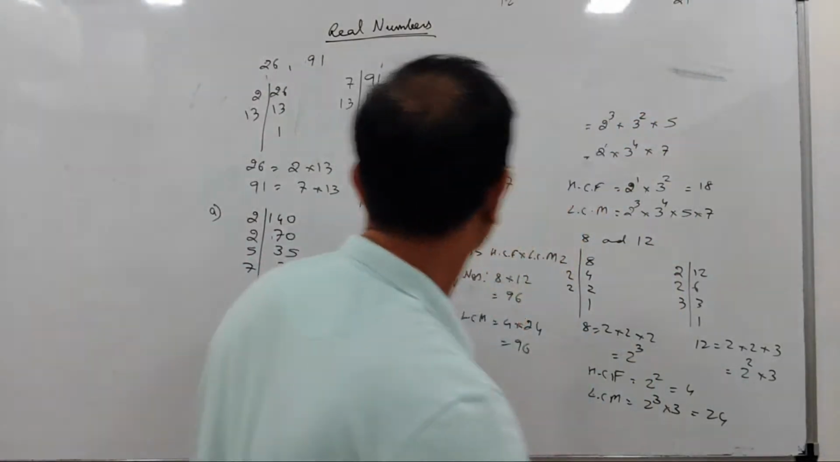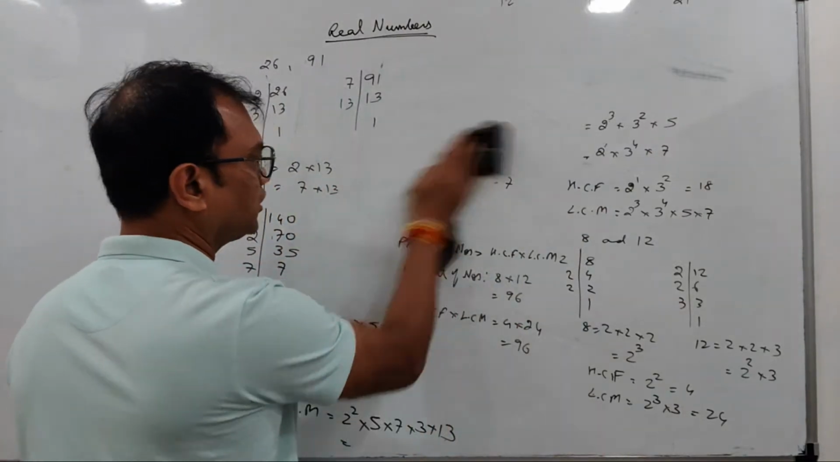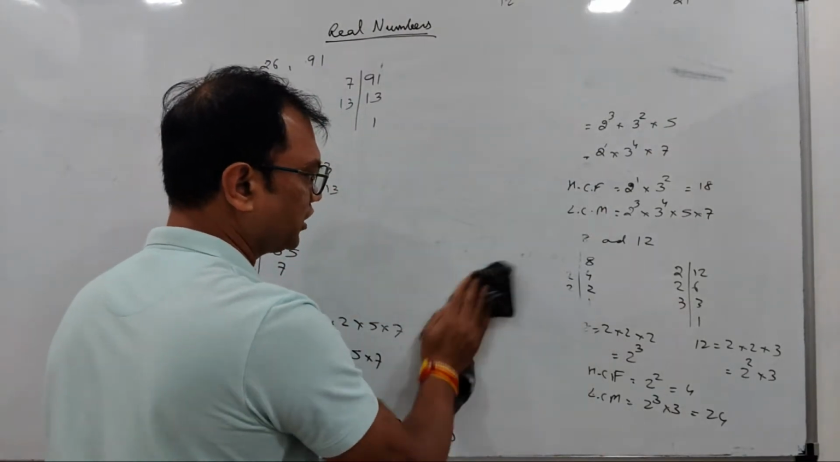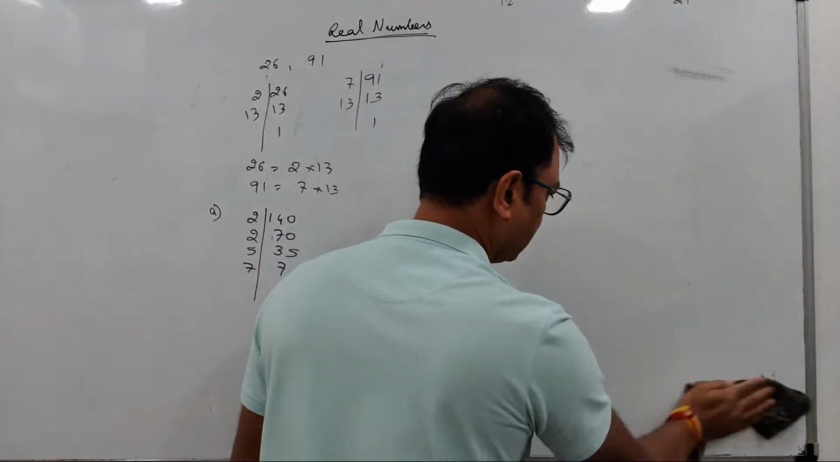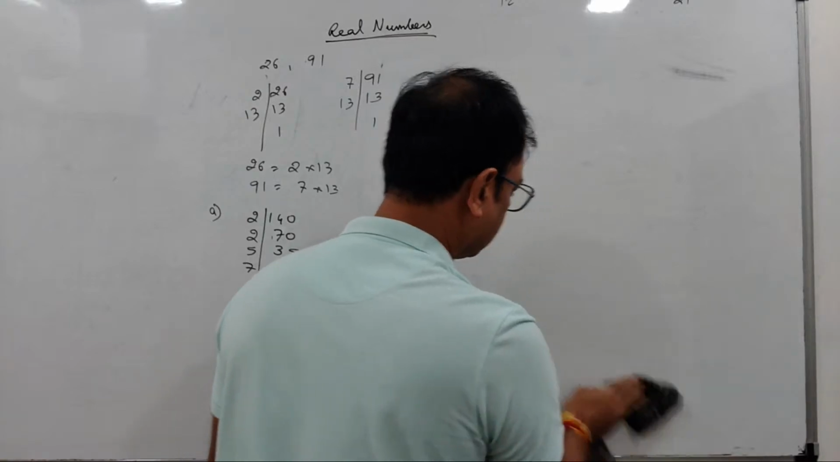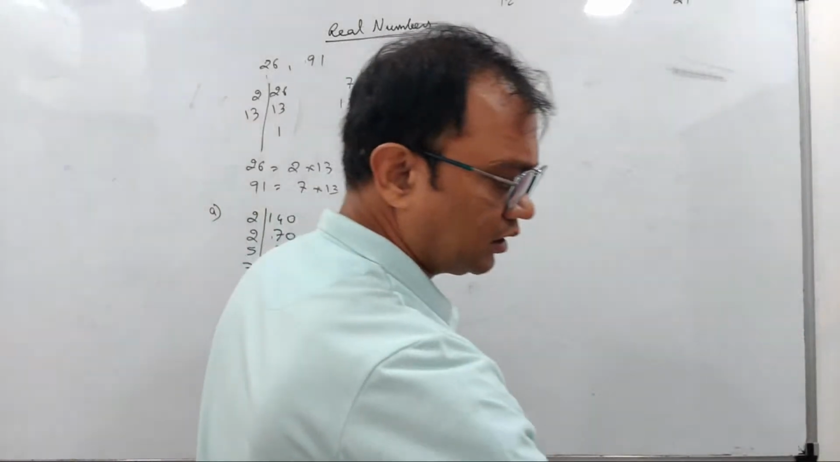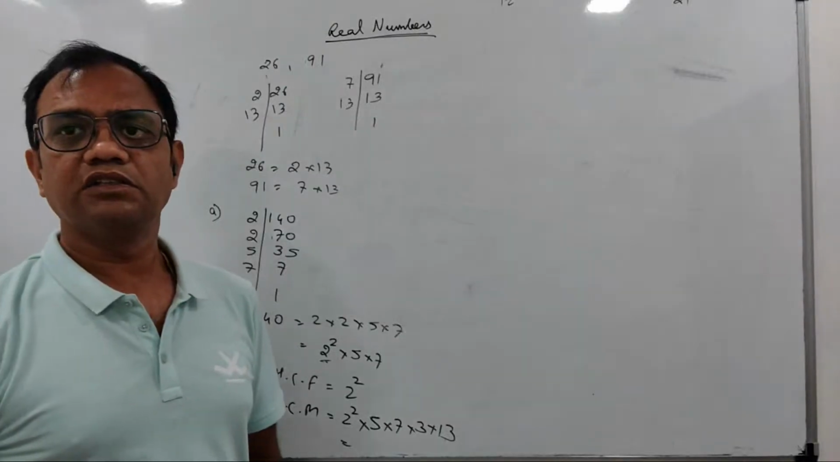So let's rub out this portion. Let's remove this. I hope you all understand. If there is any question to be asked, you can tell me. You can write it in the comment box. I will explain it again if any topic or any part is not understood well. We are finding out the HCF and LCM of three numbers.